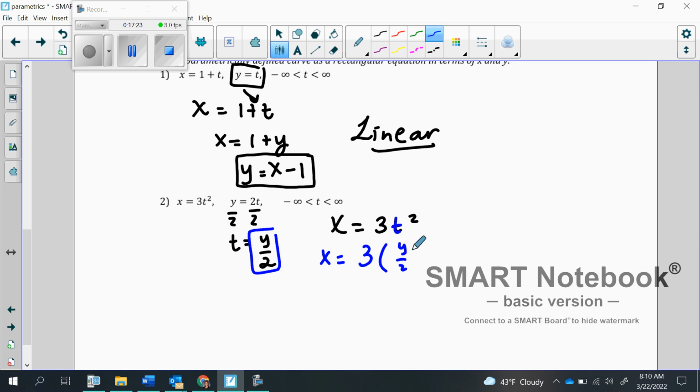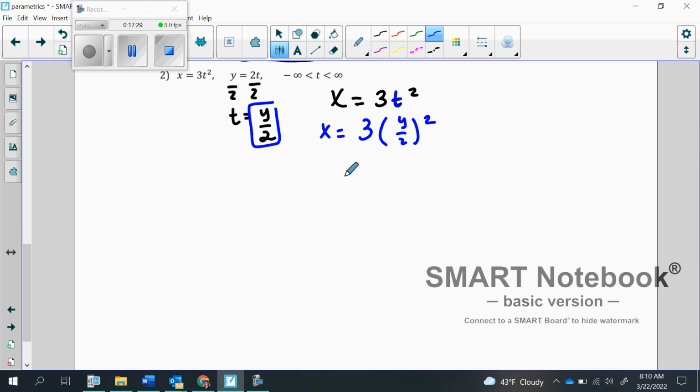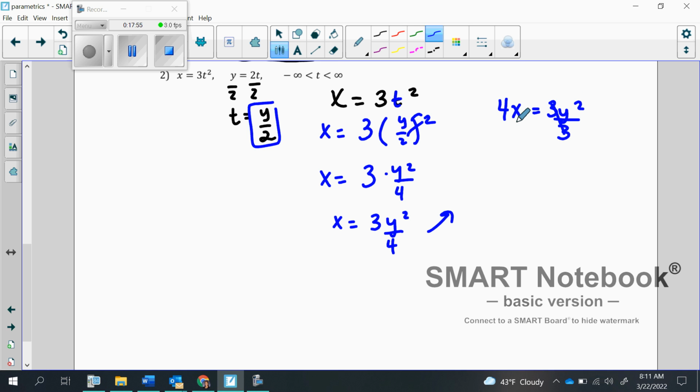Make sure it's in parentheses. Okay, and now I'm going to solve this a little bit. I'm going to distribute the squared. And I really don't like leaving it in terms of x if I can help it. So yes, this is technically in terms of x and y, but let's try to get y alone. A little bit of manipulation here. So I'll get 4x equals 3y squared. Divide by 3. So y squared is equal to 4x over 3. Take square root of both sides. Don't forget your plus and minus.